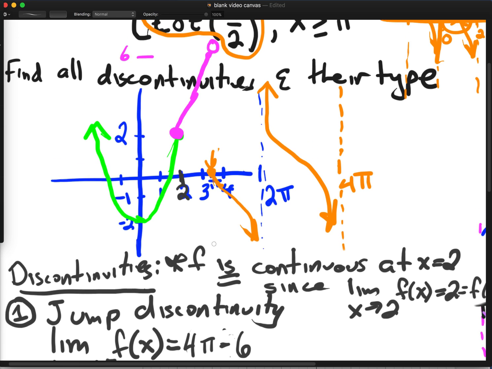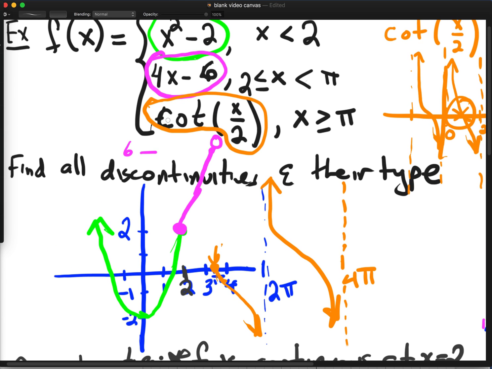Isn't it 4 pi minus 6? Yeah, right, because we plug it in here. So that's the y value that we're approaching. Even though we don't actually get there, that's the y value that we're approaching. Does that make sense? Yeah? Sure? Okay.